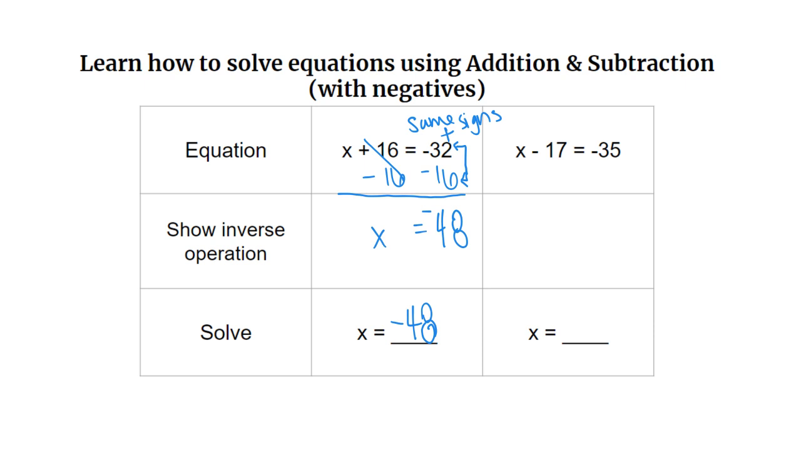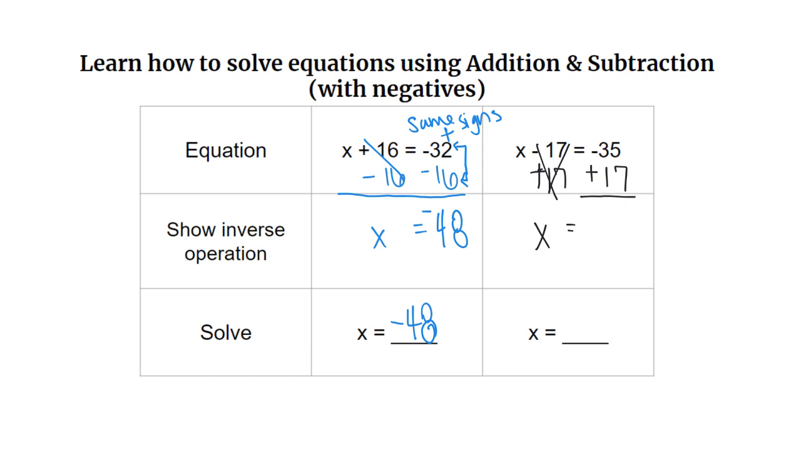The second example, we will still show inverse operations, but we're going to see a little bit of subtraction to solve for it. I see x minus 17 is equal to negative 35. So the opposite of minus 17 is plus 17. So I'm going to show that to both sides of my equation. Minus 17 plus 17 cancels out, so all that's left is x.